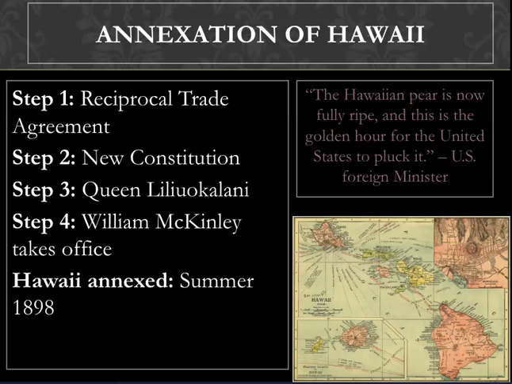We did this to the Native Americans when we arrived in America, but now it's going to be outside of the confines of North America. So with the annexation of Hawaii, it starts with what we call a reciprocal trade agreement. The Hawaiians were selling sugar. They have a lot of sugar farms, and we made an agreement with them that they could only sell their sugar to the United States. So a sphere of influence is how it started.